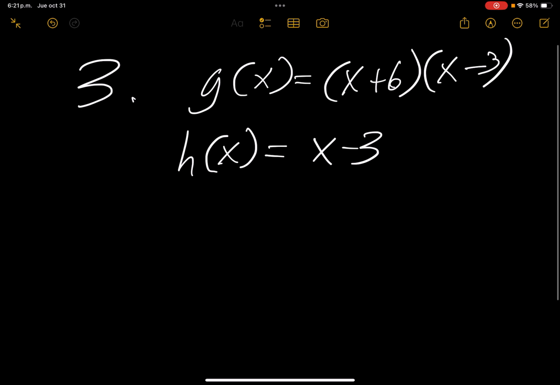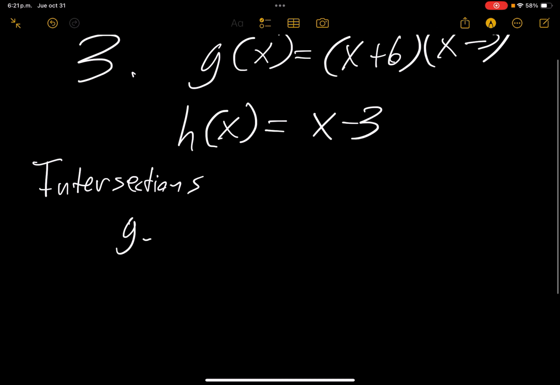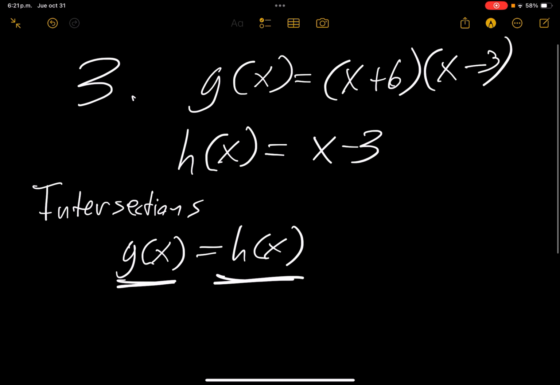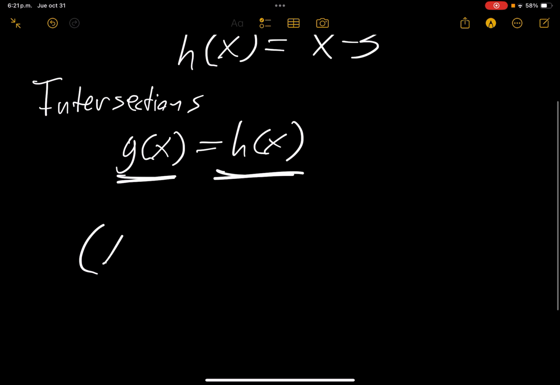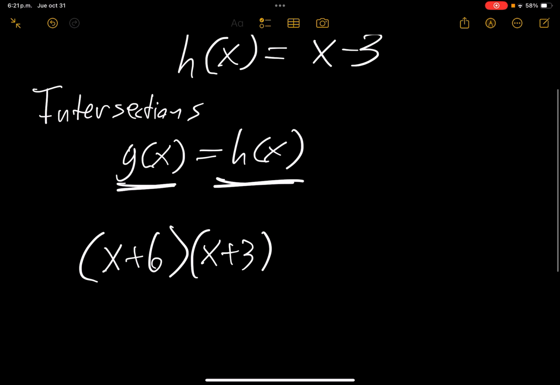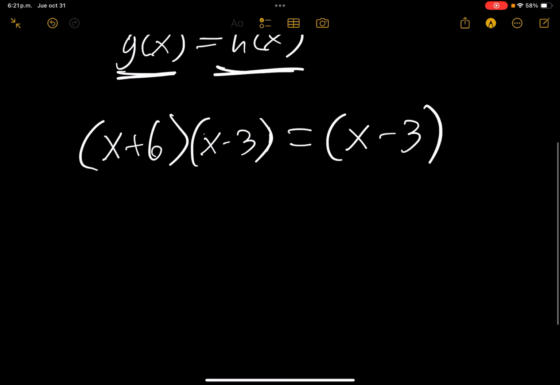It's very simple. If you see things talking about intersections, we need to know when does this graph equal this graph, right? What x values make these two graphs equal to each other? And so we just set their equations equal to each other. We go (x + 6)(x + 3)(x - 3) equals (x - 3). And we go, what values of x make this true?